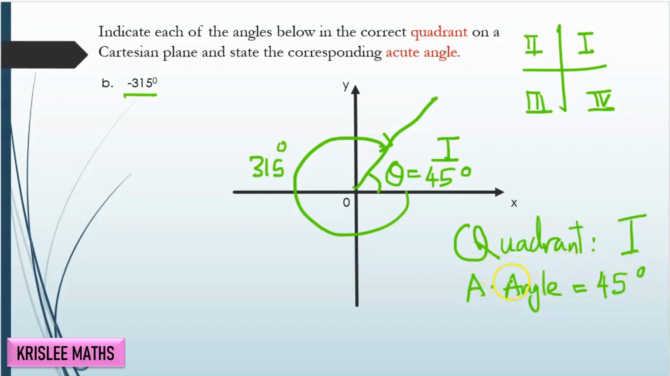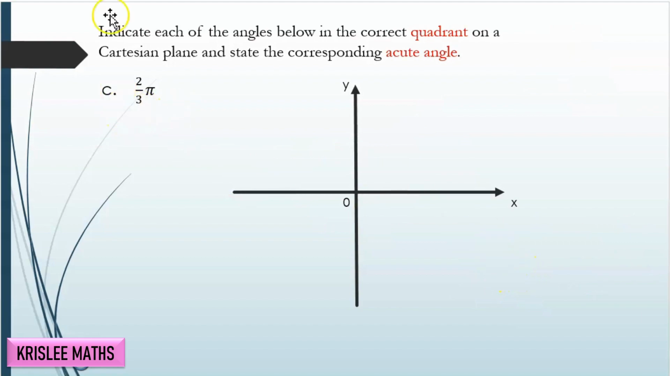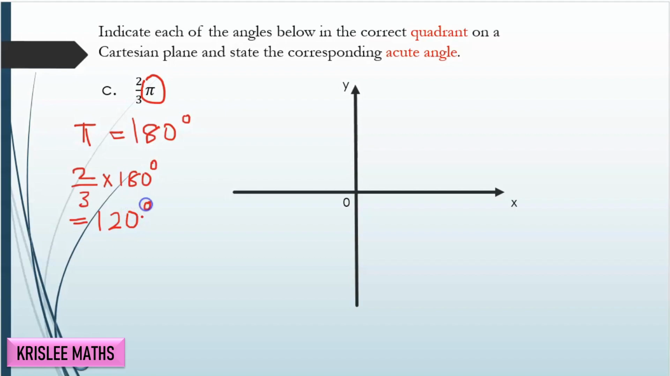Okay, now let's see one more. So here now you are given 2/3 pi. So if you still remember the value of pi, it is 180 degree. So 2/3 times 180 degree, therefore you'll get 120 degree. So the given angle here is 120 degree and it is positive. Therefore your movement will be in anti-clockwise direction.